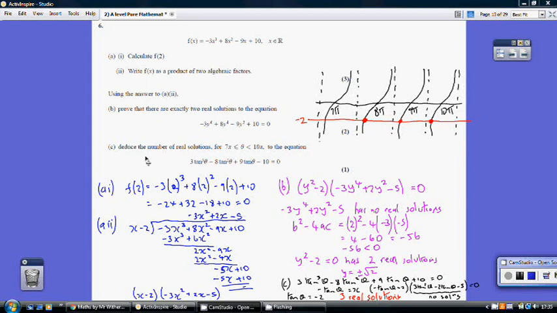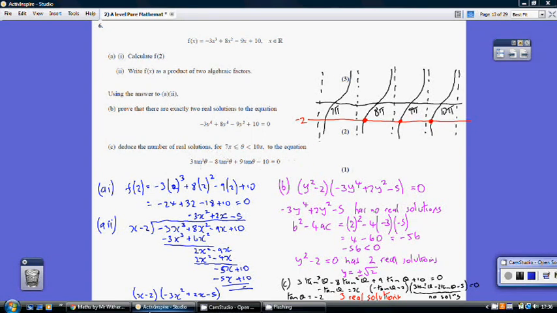Now part C, deduce the number of real solutions in this range for this equation. So again, let's just compare our equation with the original function, and we can see that x is being replaced by minus tan. So we're replacing x with minus tan.